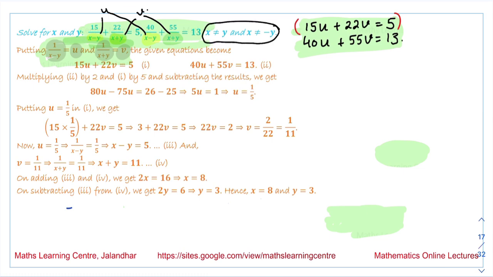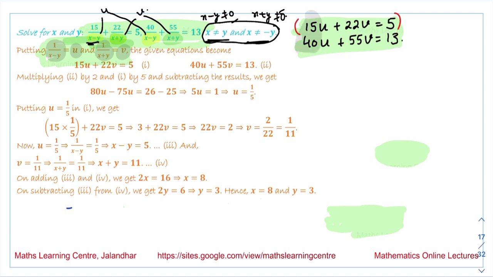Further, why is this thing given to us? This is given because if x is not equal to y, it means x minus y cannot be 0, and x plus y is not 0. That is why these values are given to us, because these terms are in the denominator. Now we have to solve these two equations.